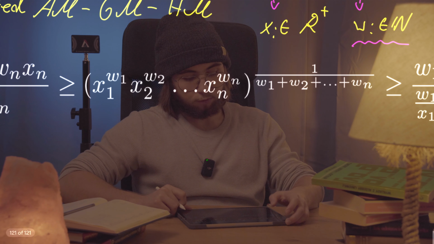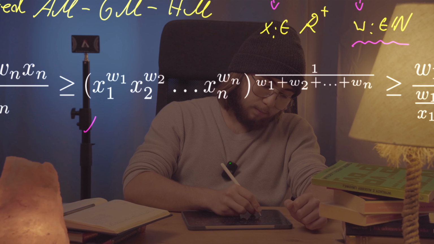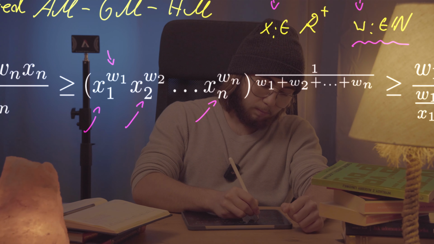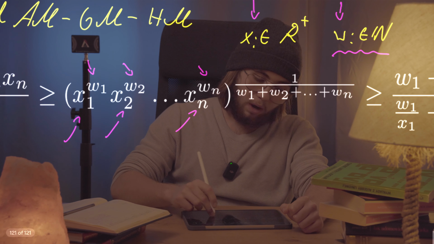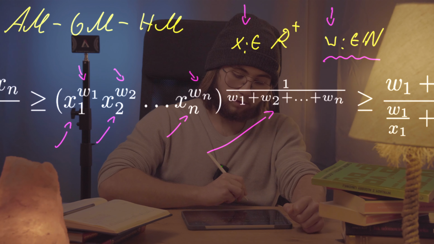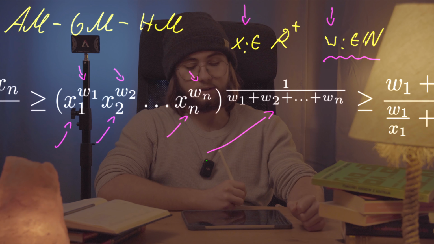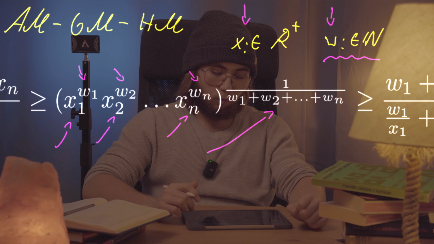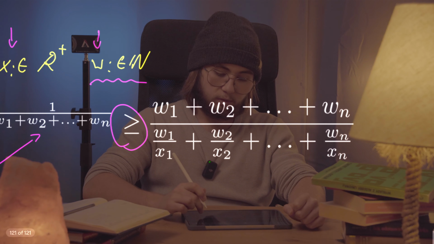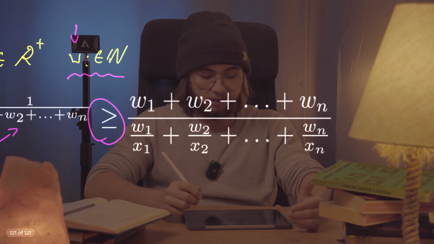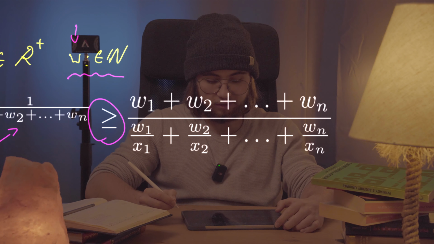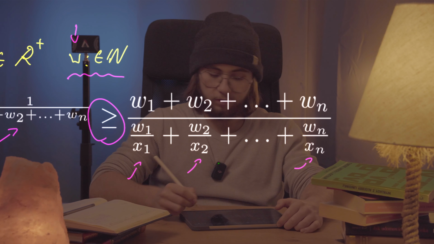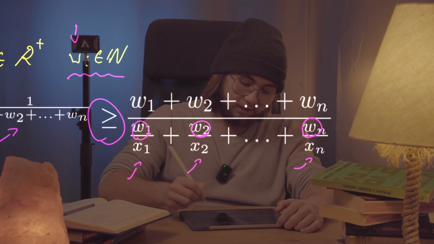That's going to be greater than or equal to the weighted geometric mean, which is the product of all of those x's, where each of those x's is raised to the power of its assigned weight, and then we raise the entire product to the power of 1 over the sum of all of those w's, so the reciprocal of the sum of all of the weights. And that's going to be greater than or equal to the weighted harmonic mean, which is the sum of all of the weights we assign to the x's divided by the sum of the reciprocals of those x's, where each of those reciprocals is multiplied by its assigned weight.